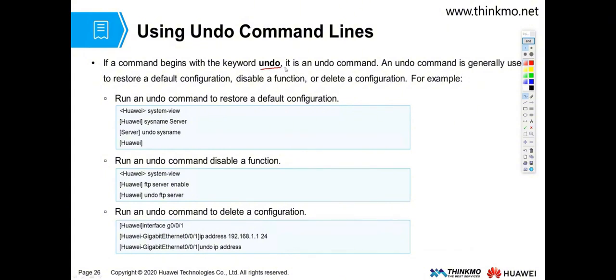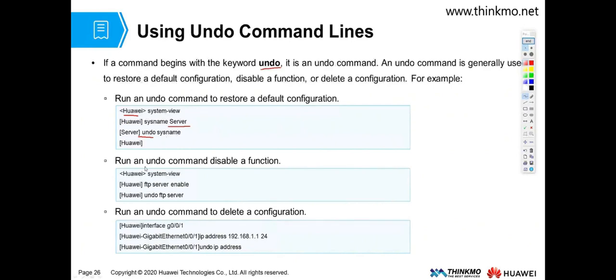When we say cancel this command, it's usually used to restore default settings, disable certain features, or delete some configurations. For example, right now I want to undo this command to restore the current default configuration. So what should we do? For example, I first enter the user view through system-view. In the user view, if I decide I don't want to rename anymore, then I use undo followed by the command to indicate that I want to cancel the renaming operation.